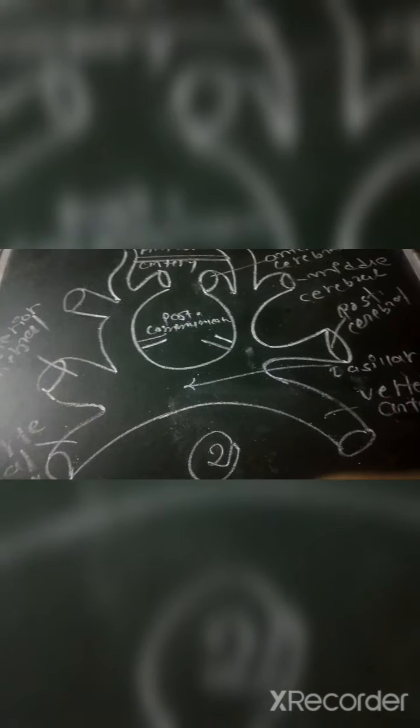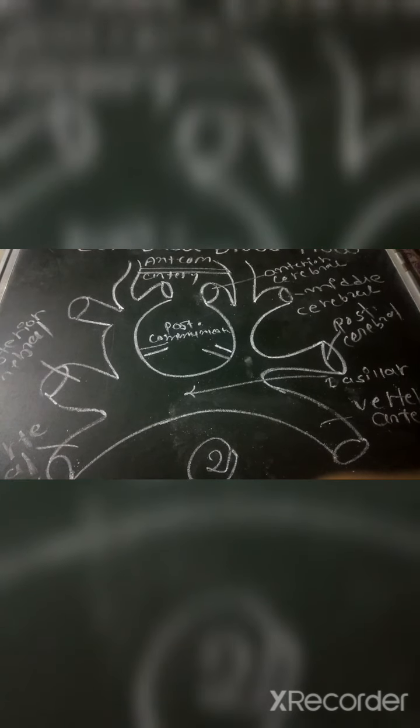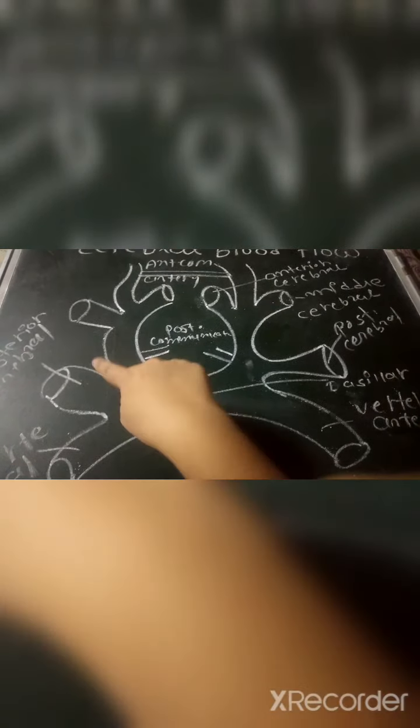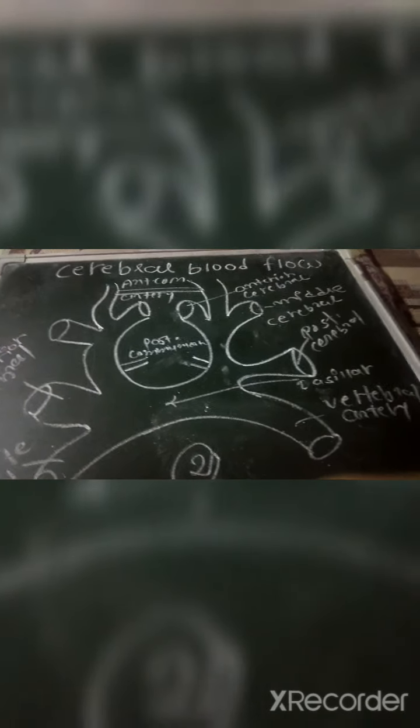Now this basilar artery ascends upward, and at the ventral surface of the pons, the basilar artery terminates by dividing into right and left posterior cerebral arteries, one right and one left. So the basilar artery terminates into two parts, the posterior cerebral arteries, and the posterior cerebral artery and middle cerebral artery both communicate through the posterior communicating artery. So this is the normal blood supply of the brain.